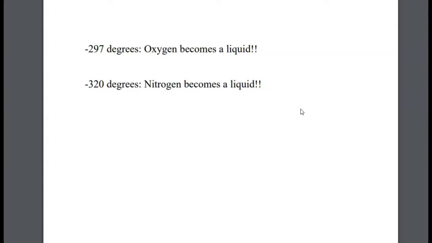At negative 297 degrees, it's even colder. Now it's like insanely cold. The oxygen in the air becomes a liquid. Let's take a look and see what that looks like.